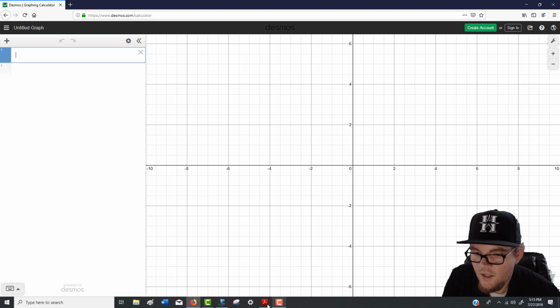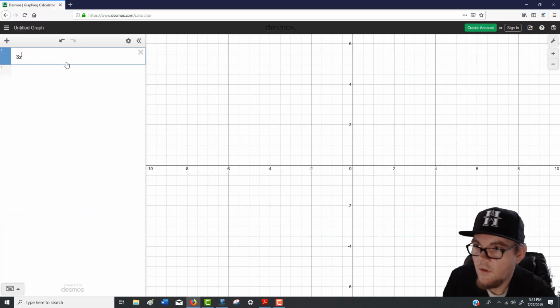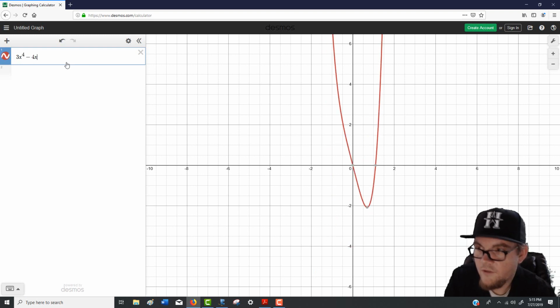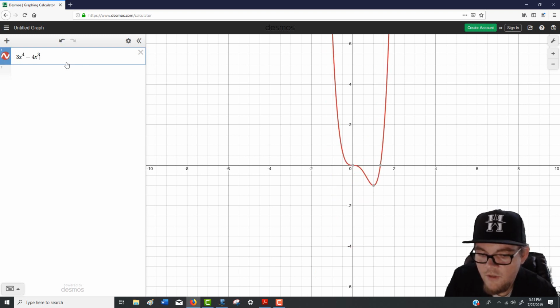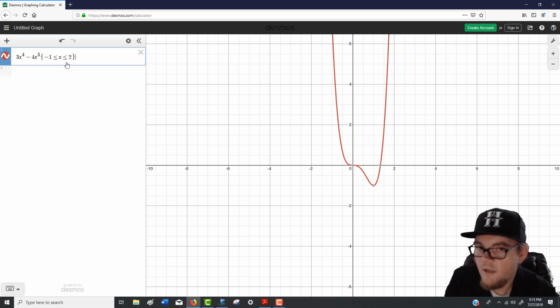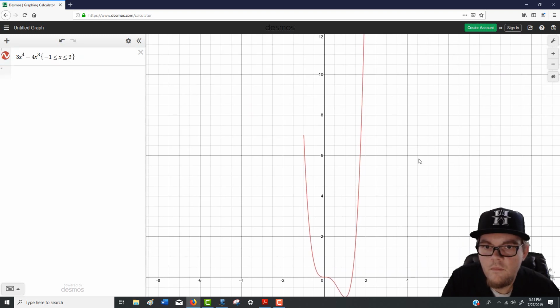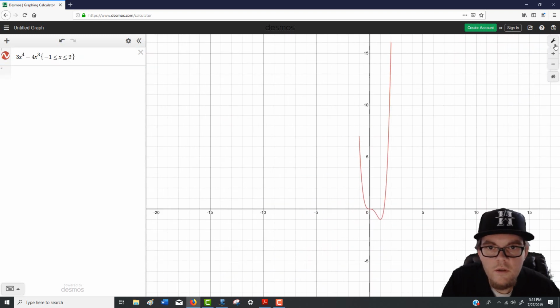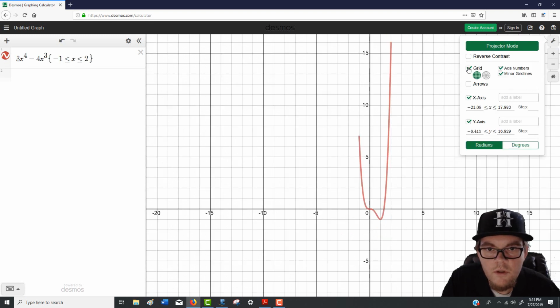So we are interested in, let's make sure I do this correctly, 3x to the 4th minus 4x cubed. And we were interested in the interval, I think it was from negative 1 to 2. Was that right? We'll find out. So let's see, projector mode, grid.